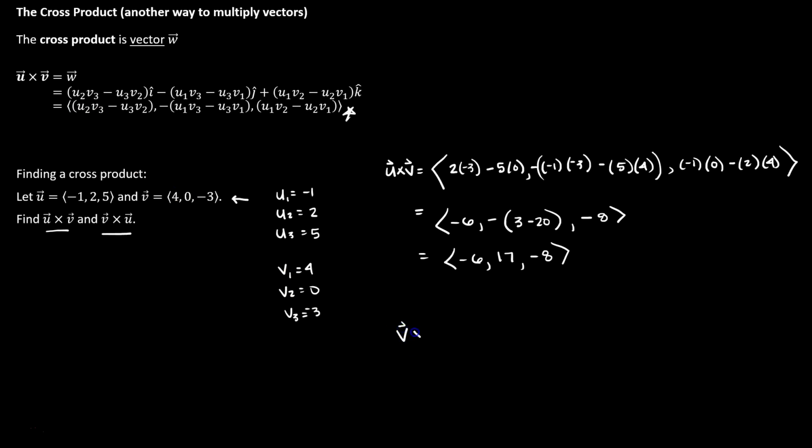But V crossed with U, we don't actually have to recalculate it. We just need to change the sign. So it's negative U cross V. It's called anti-commutativity, which means if you change the order of the two things that you're using this operation on, then you have to multiply by a negative in order to keep them equivalent. So V cross U would then be 6, -17, +8.